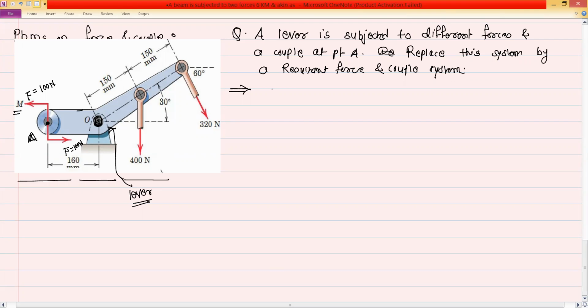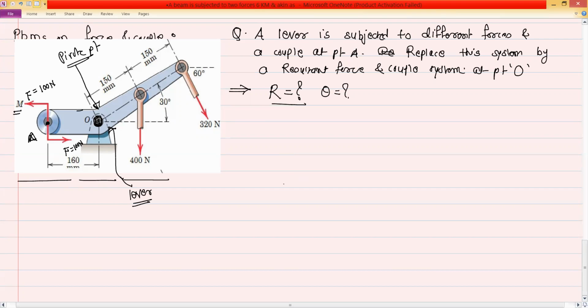That means first we have to find the resultant, that is its magnitude and the angle theta. Then we have to convert that system into a resultant force and couple system at point O, that means the pivot point or the hinge point. So this is the pivot point. To find the resultant, we have to resolve the forces, then take summation Fx, summation Fy, and then find the resultant.